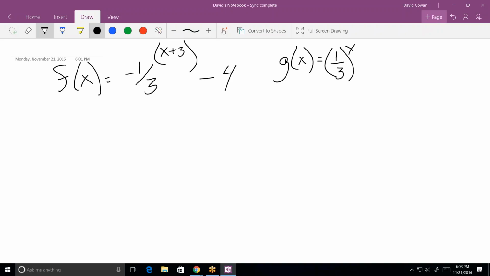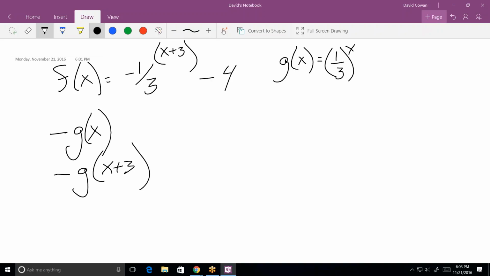Reflecting it over the x-axis. In order, that's correct. So that's the first thing you want to do. And then, is that a shift left 3, even if it's in the exponent? Yes. In other words, if we're trying to write this in terms of g of x, well, the first thing we have is minus g of x, right? That's our reflection over the x-axis. But the next thing we have is minus g of x plus 3. Notice that's inside the function. That makes it a horizontal transformation.